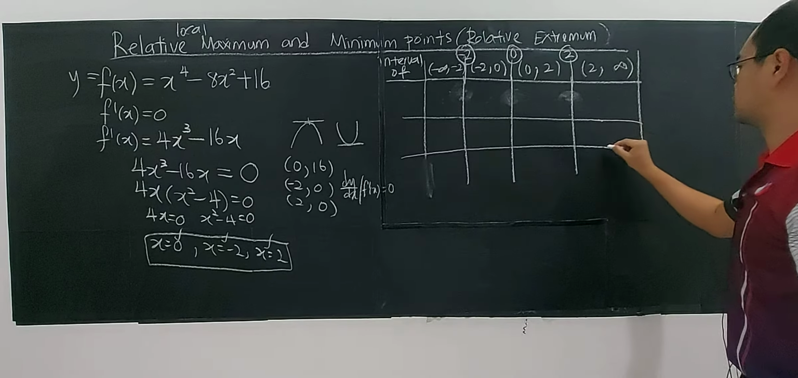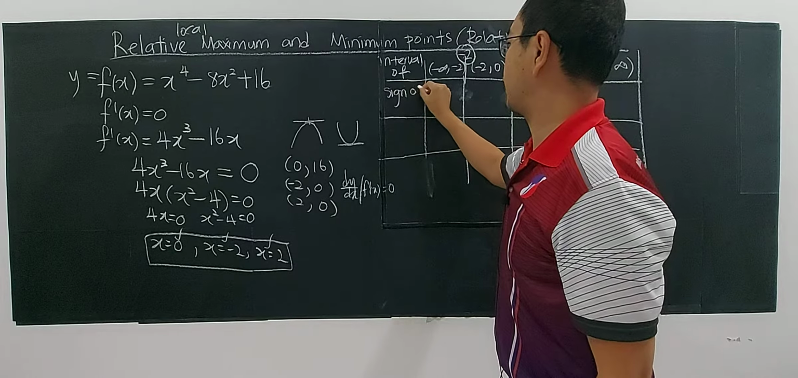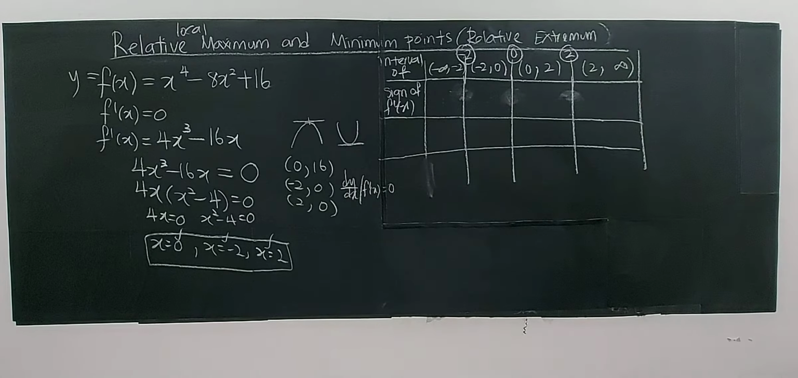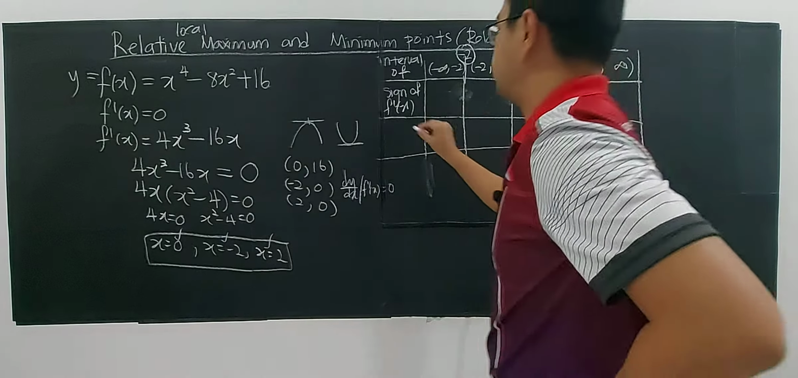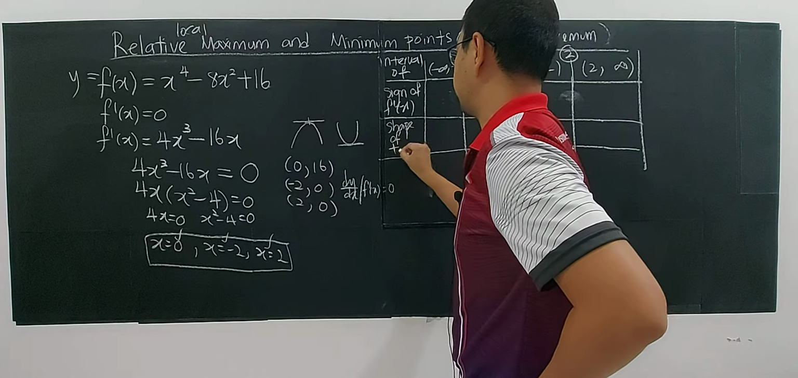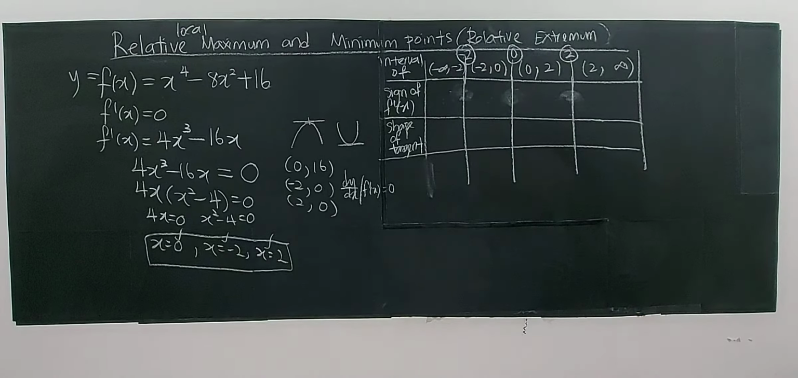Okay, so this is the sign of f prime x, or dy dx, right? Sign of f prime x, positive. The meaning here is positive or negative, and the shape of tangent. The shape of tangent is very important here to identify the relative maximum and minimum.